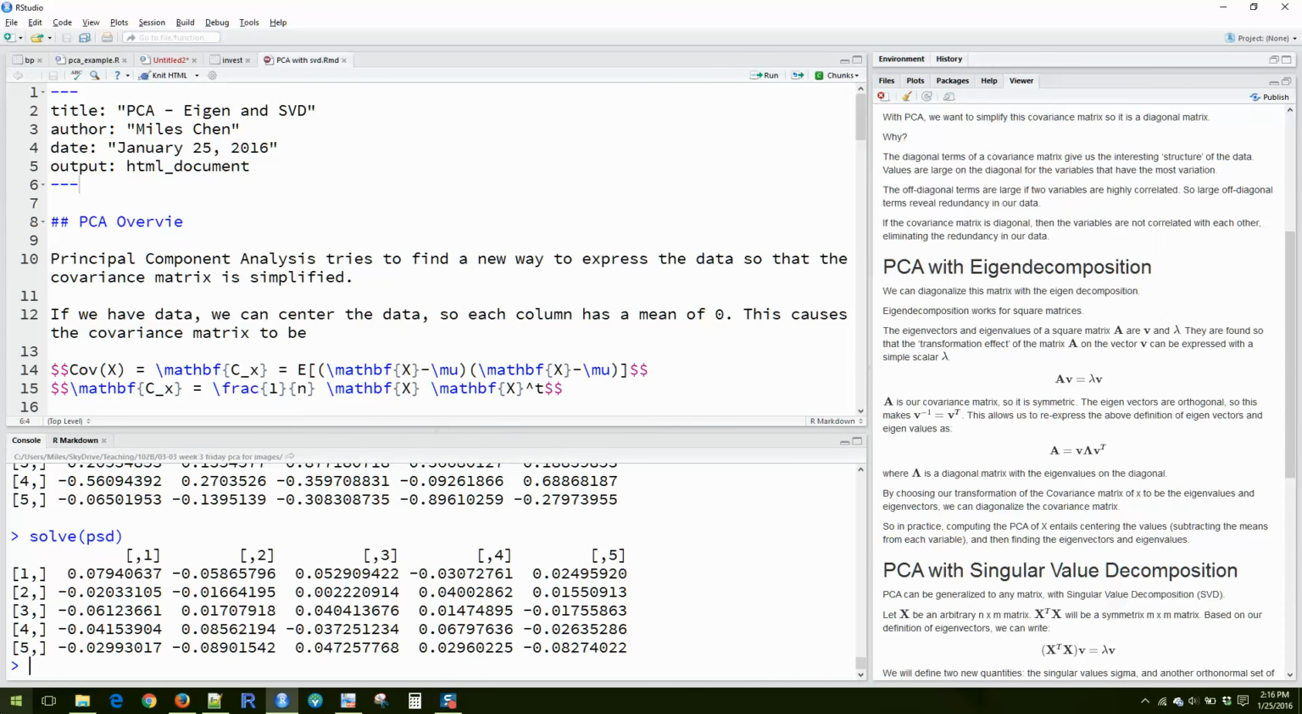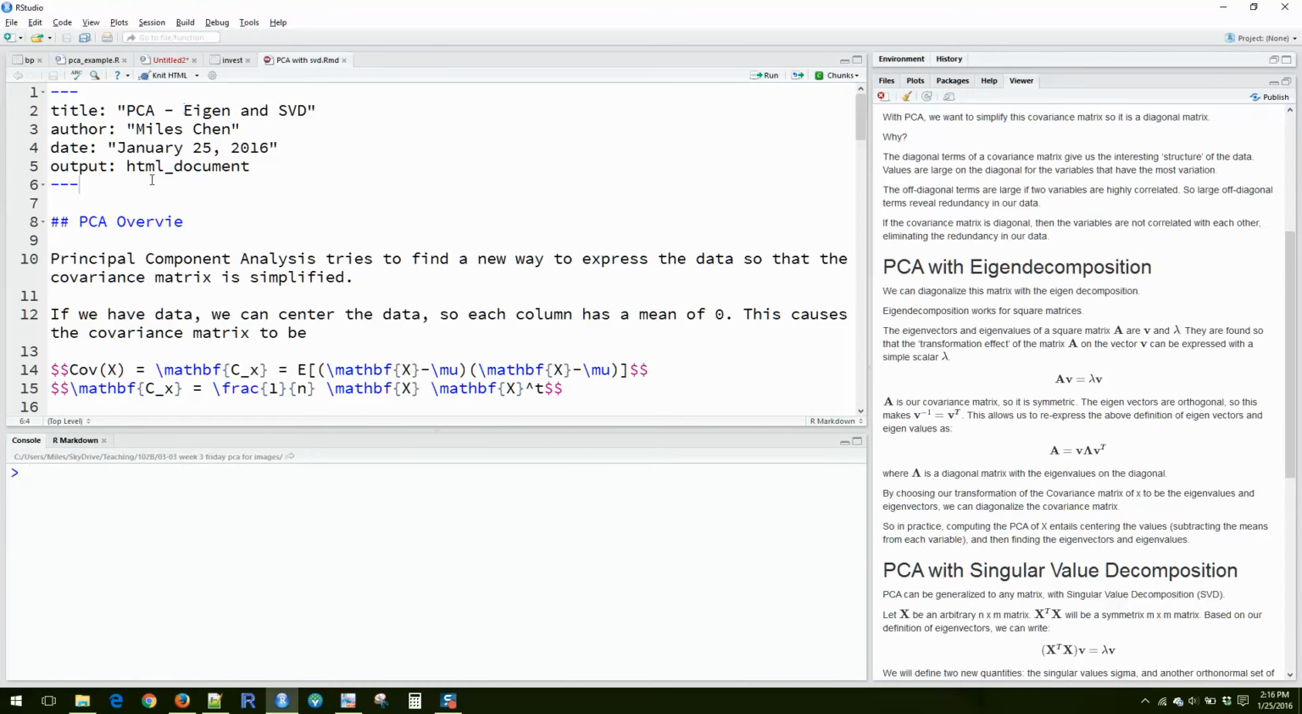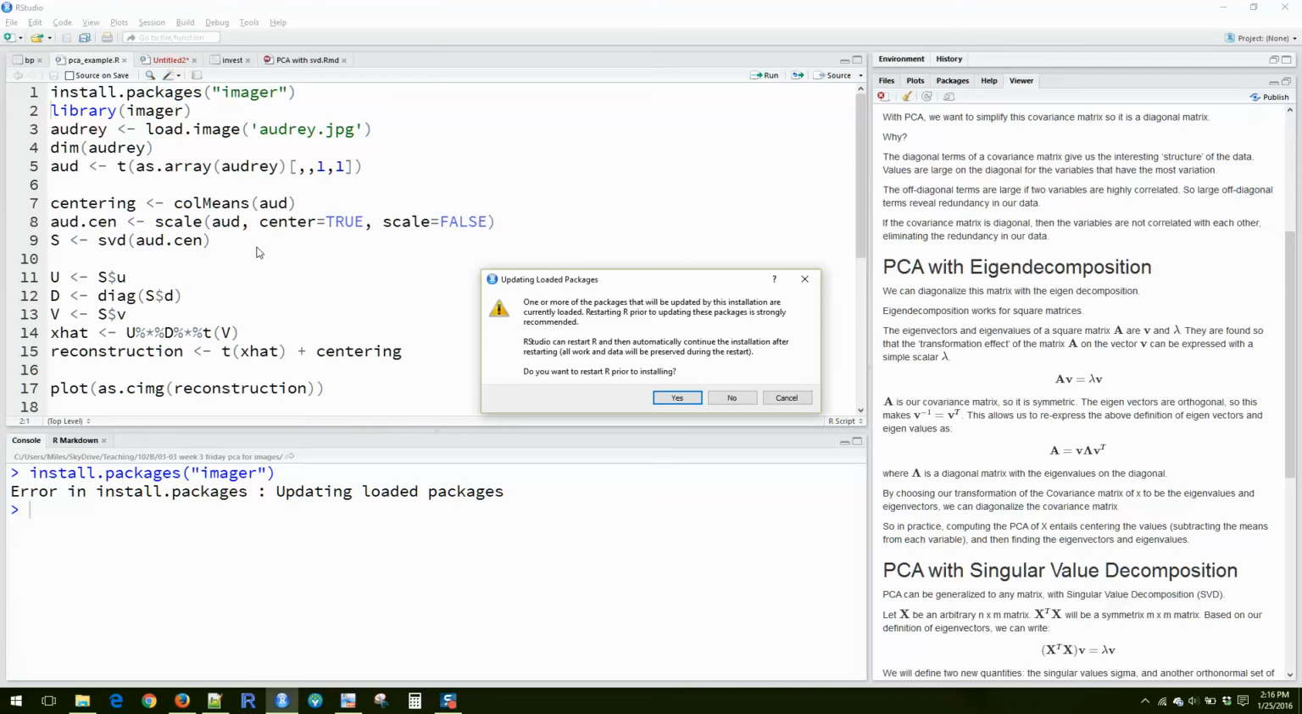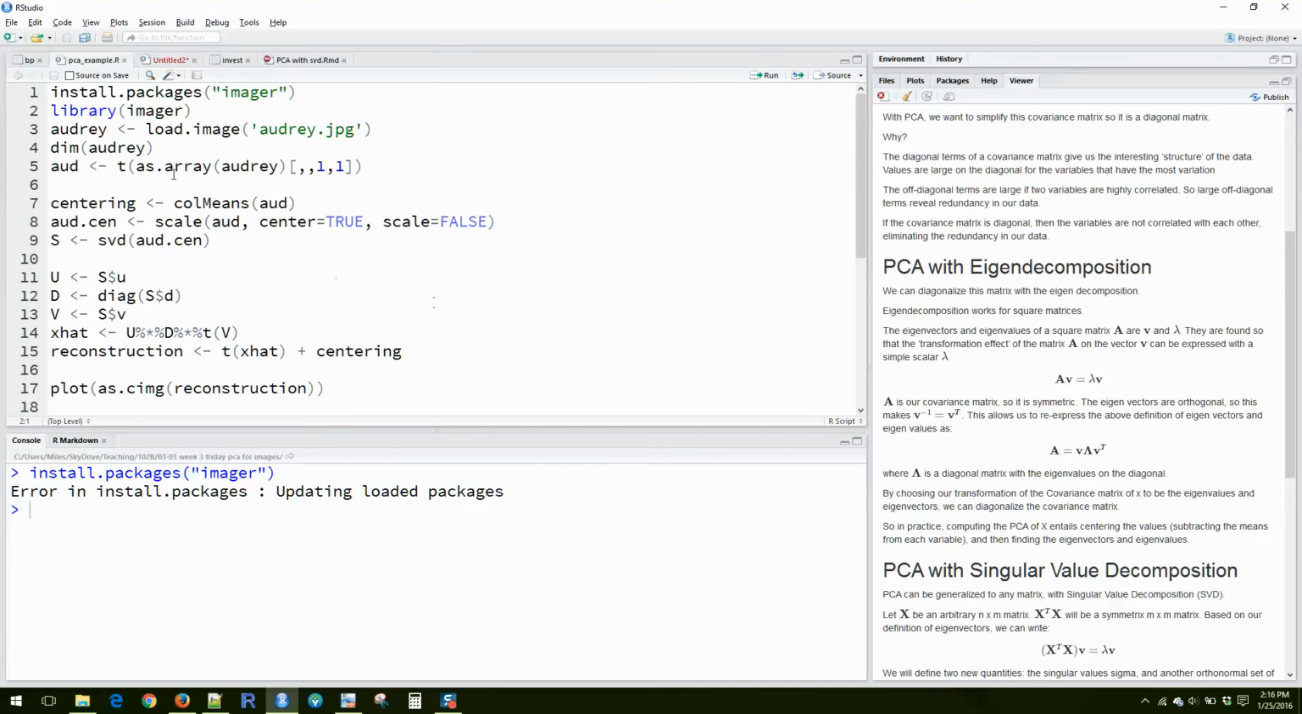So let me clear this out here, okay? If you want to follow along, I've uploaded an image called Audrey, and you'll need a package called Imager. What this basically does is it takes... you know what? Cancel. I already have it installed.